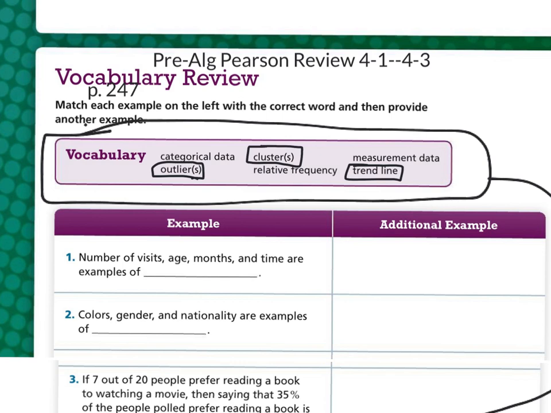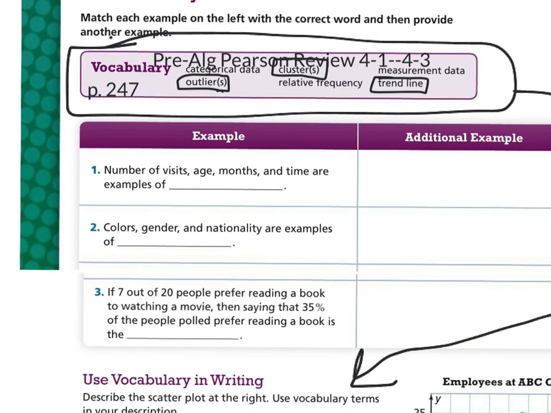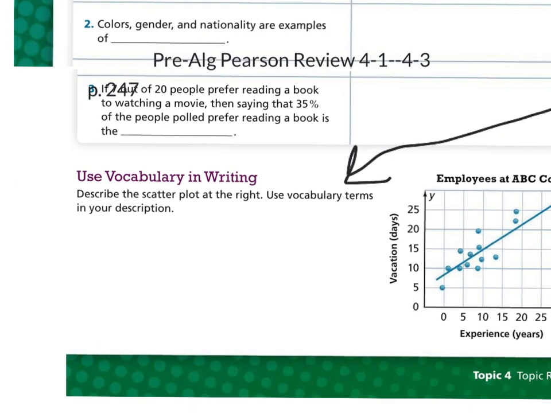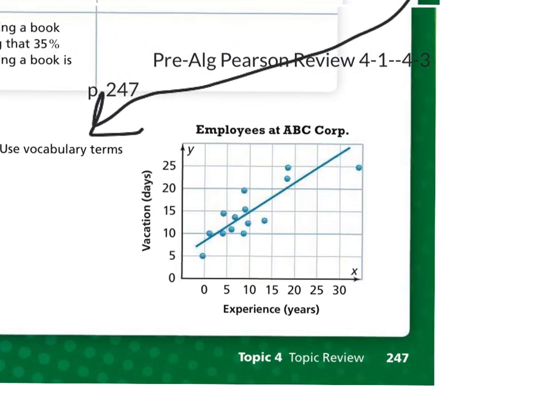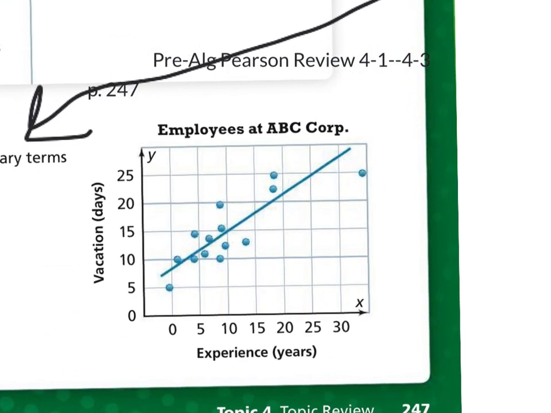And actually none of those match up with the fill in the blanks here, so we'll just mention this bottom part. Describe the scatter plot at the right, use vocabulary terms in your description. So one thing we could notice here, we've got the experience and their vacation days. We can see the trend line has a positive slope, so there's a positive relationship between your experience and vacation days, which would mean the more years of experience, the more vacation days a person has.